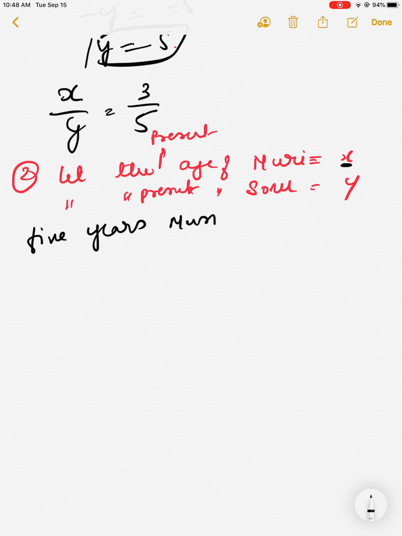Nuru is now 14 years, 5 years back 9. Similarly, Nuru's age now is x, 5 years back is x minus 5. The same way, 5 years ago Sonu is y minus 5.